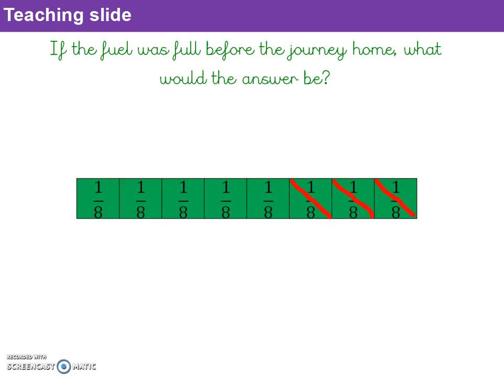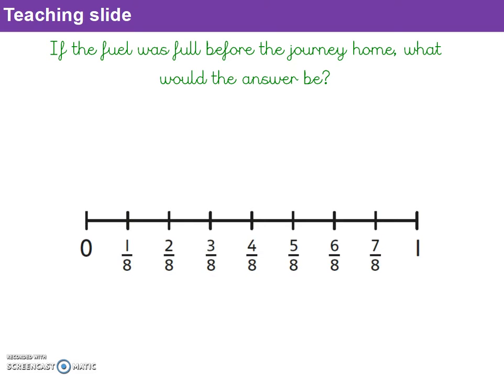So if the fuel was full before the journey home, what would the answer be? Even using the bar model, we're still getting 5/8. But what about a number line? Would we still get the same answer? Well, firstly, we'd need to identify that the 1 is the same as 8/8, because 8/8 is a whole, and we're going to jump back 3/8. So 1/8, 2/8, 3/8, and that's going to give us an answer of 5/8.